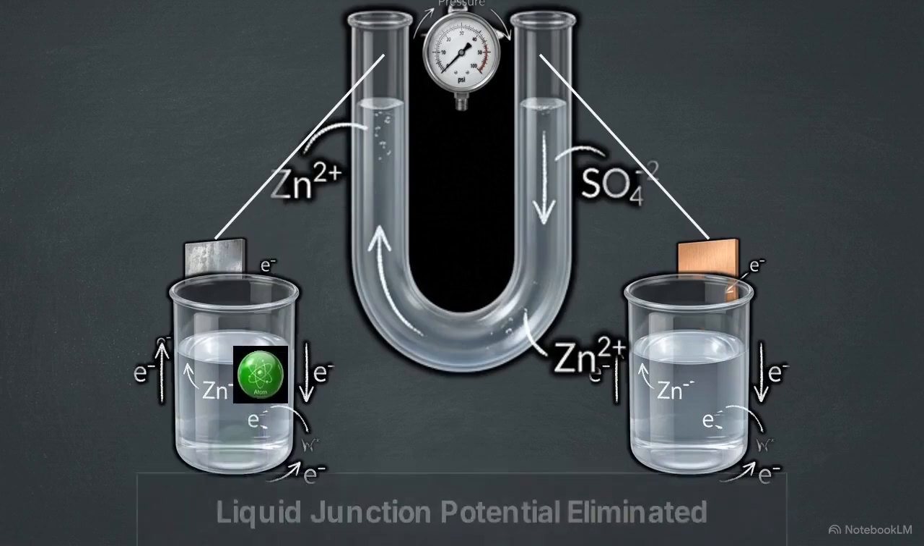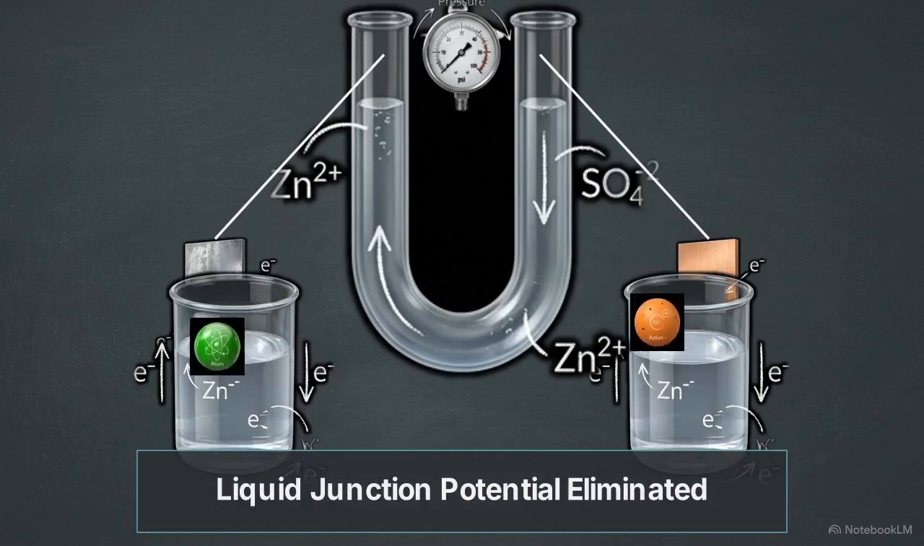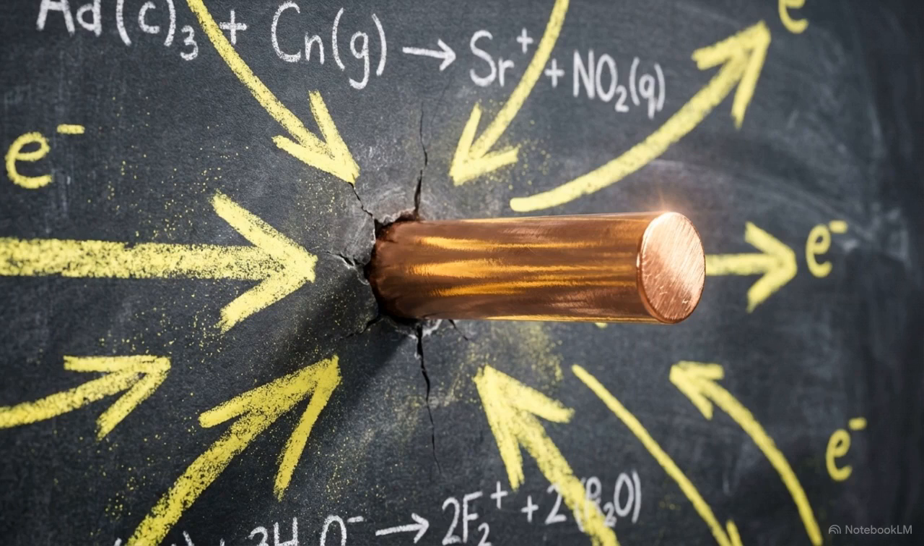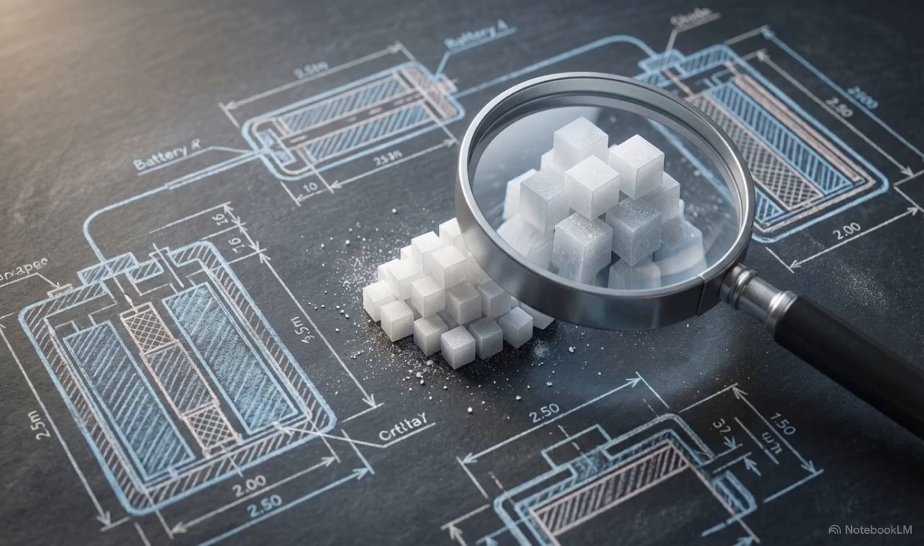By neutralizing the solutions, the salt bridge eliminates the liquid junction potential. With the electrostatic roadblock removed, the electrons in the external wire immediately resume their rapid movement. But the choice of salt inside the bridge requires precision. Why is potassium chloride the ideal inert salt for this specific engineering task?